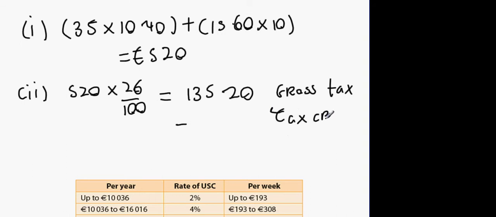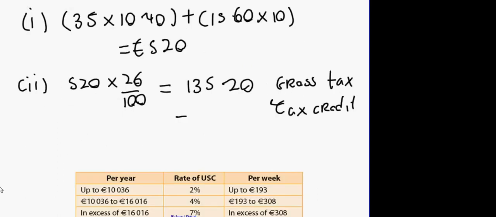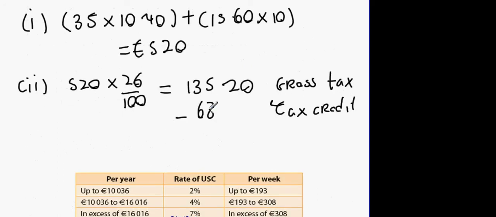And what's the tax credit in this question? €68. You can see it up here. The €68 is the tax credit. So minus €68, and that comes to €67.20. Okay, and that is your income tax, or how much tax you pay.